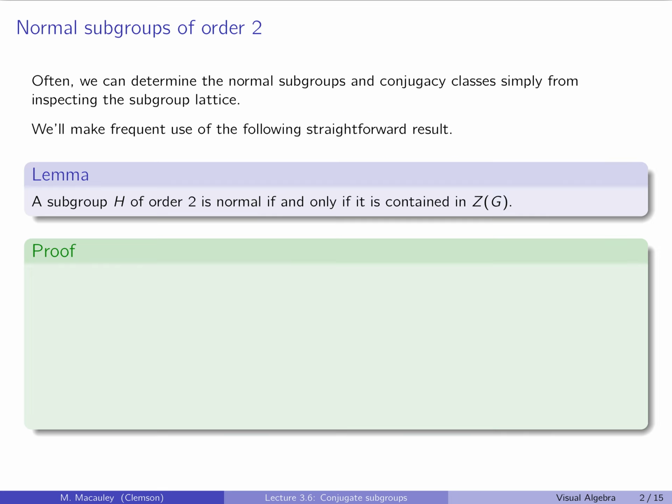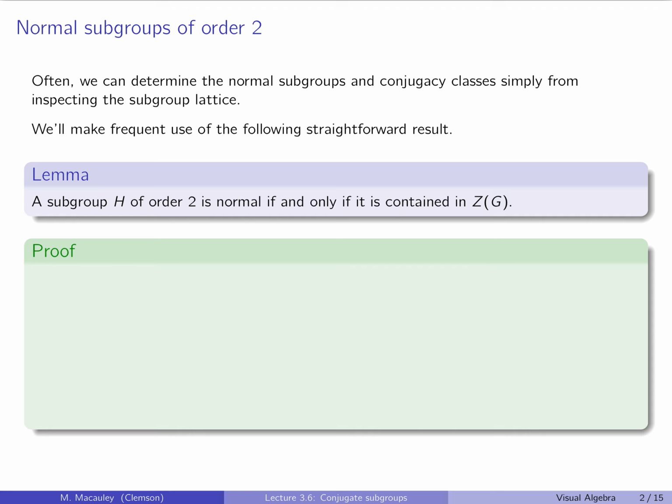Let's get started. Often, we can determine the normal subgroups and, more generally, the conjugacy classes of subgroups. Remember, the normal subgroups are those of size 1, simply from inspecting the subgroup lattice. We will make frequent use of the following straightforward result in this lecture and beyond. This says that a subgroup H of order 2 is normal if and only if it is contained in the center. So in other words, if and only if both elements in it commute with everything.